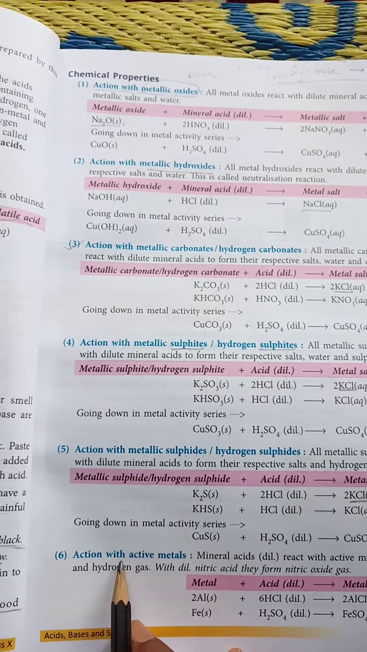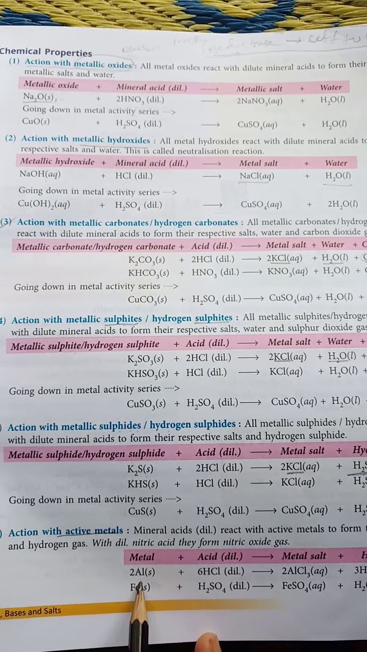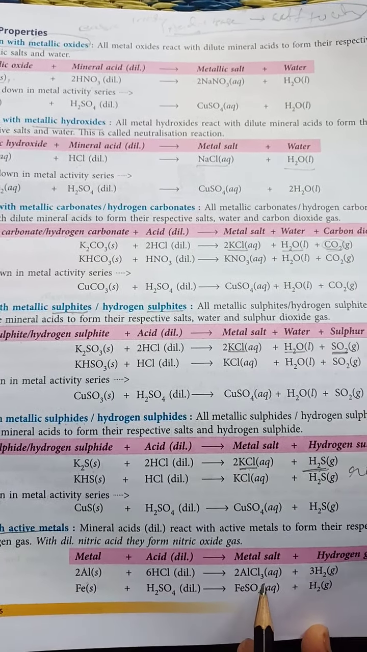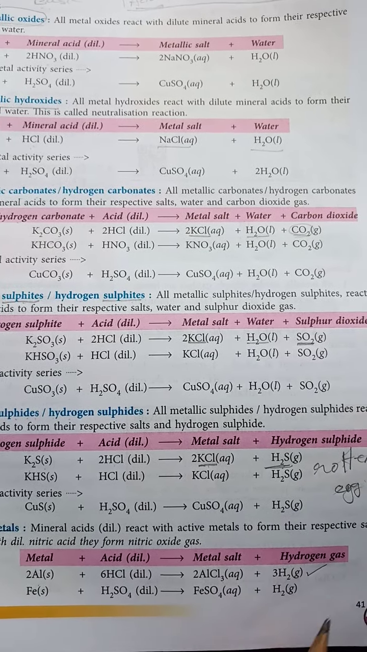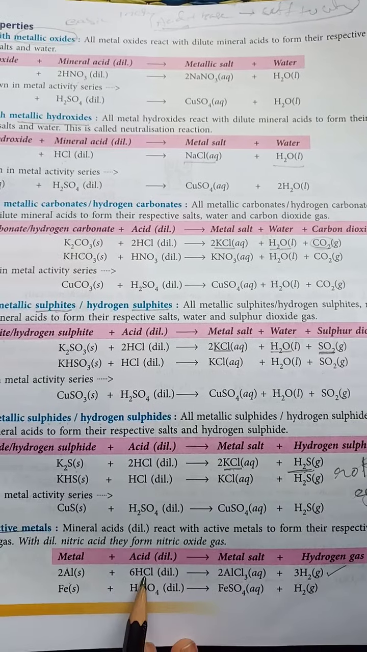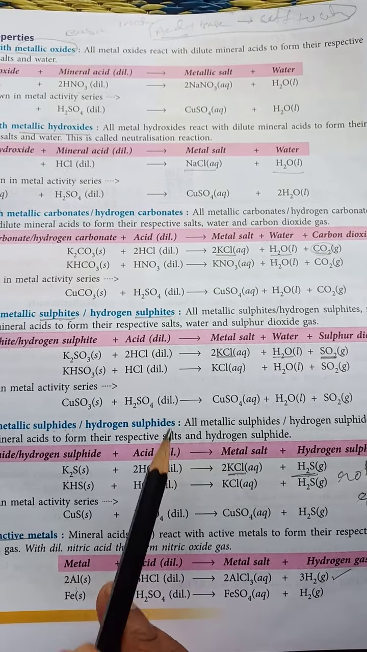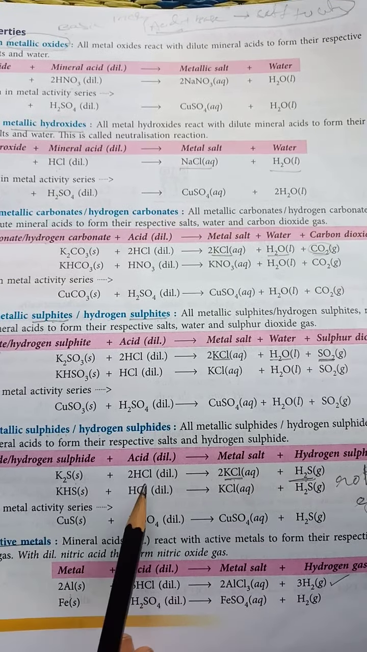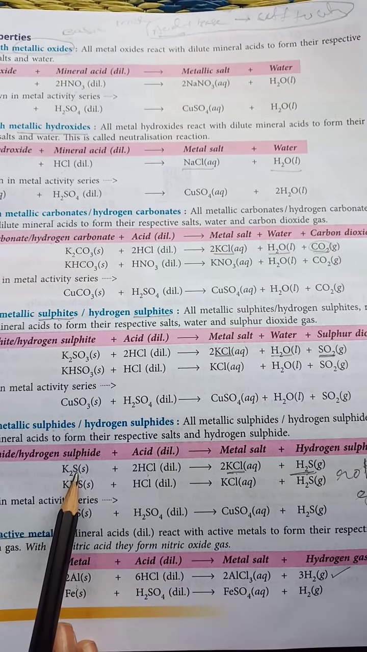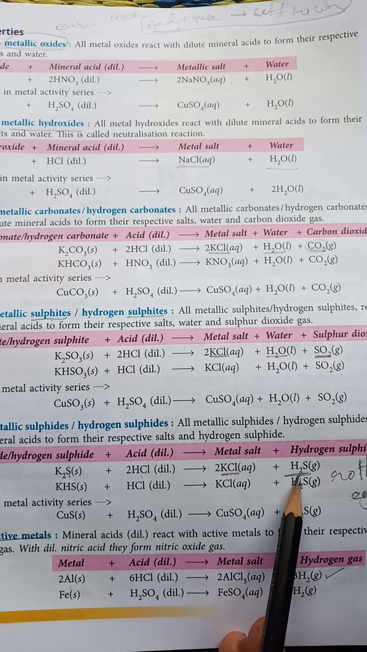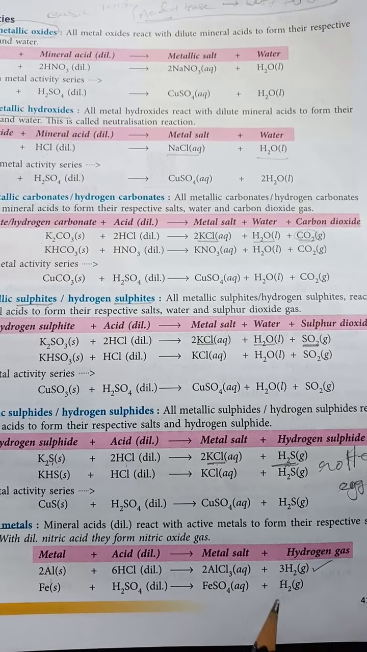Now action with active metals. Acids combine with metal and give salt and hydrogen gas. Here you can remember: acid combined with metallic sulfides gives hydrogen sulfide gas, and only with metal do we get hydrogen gas.